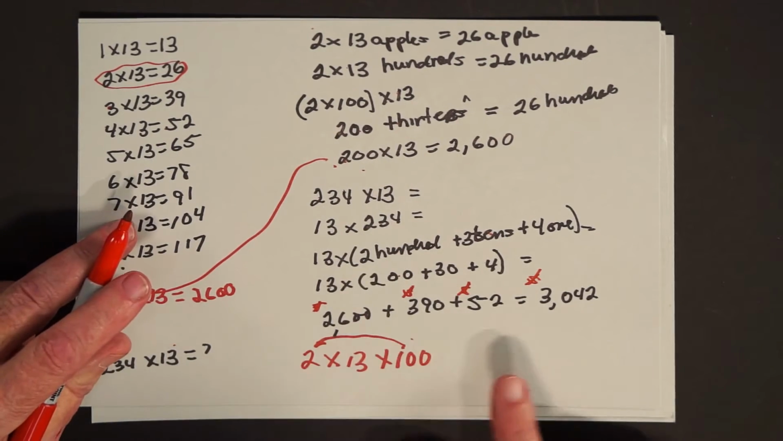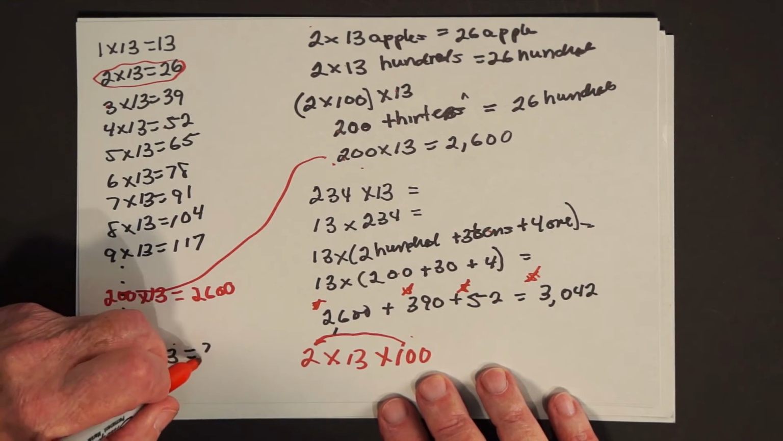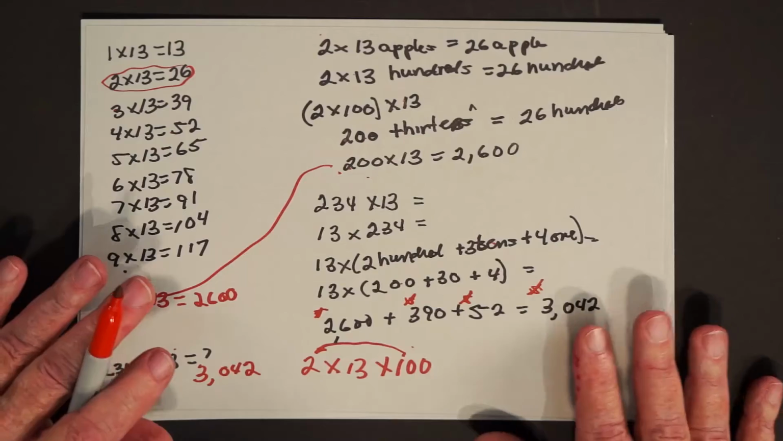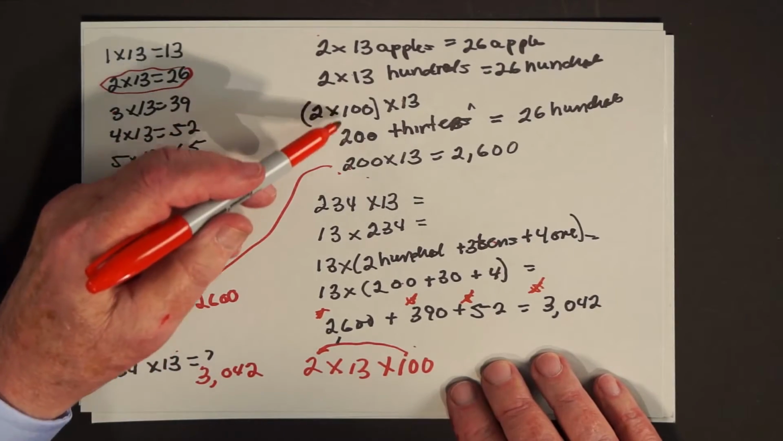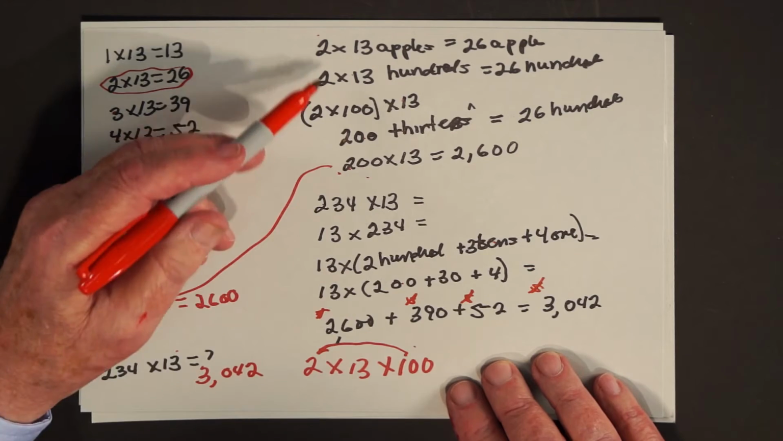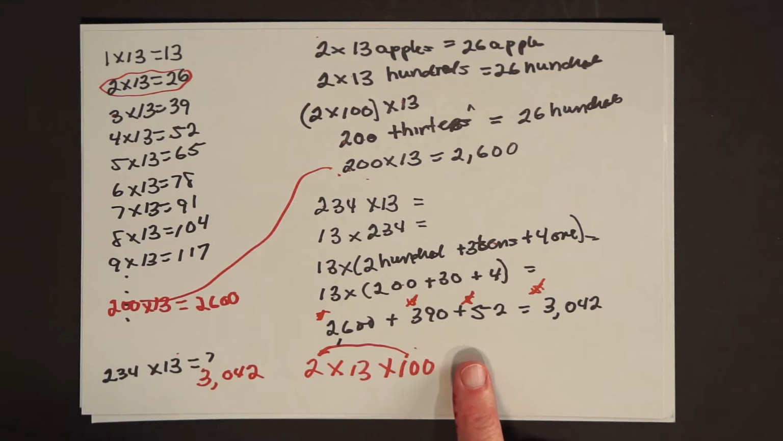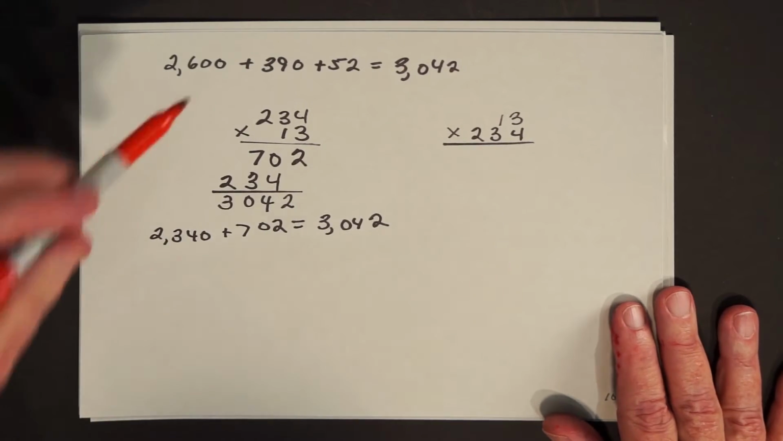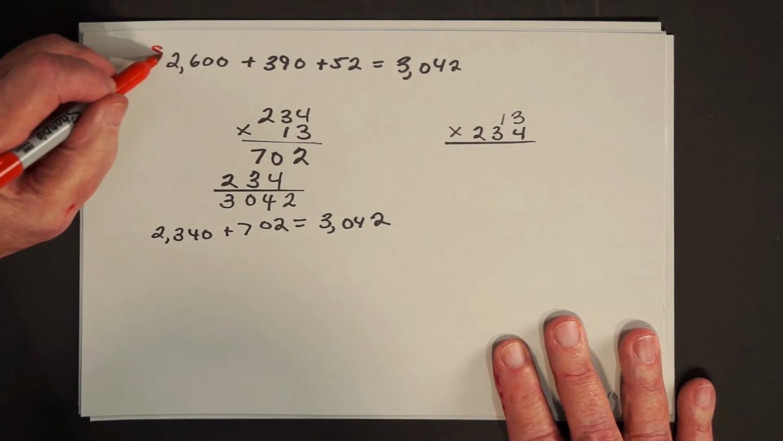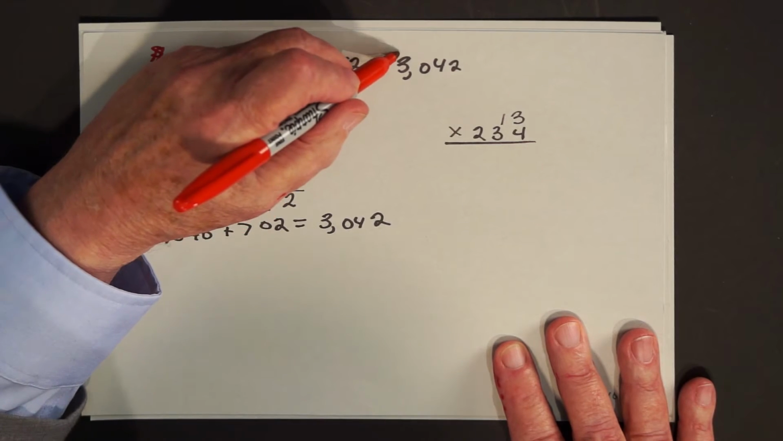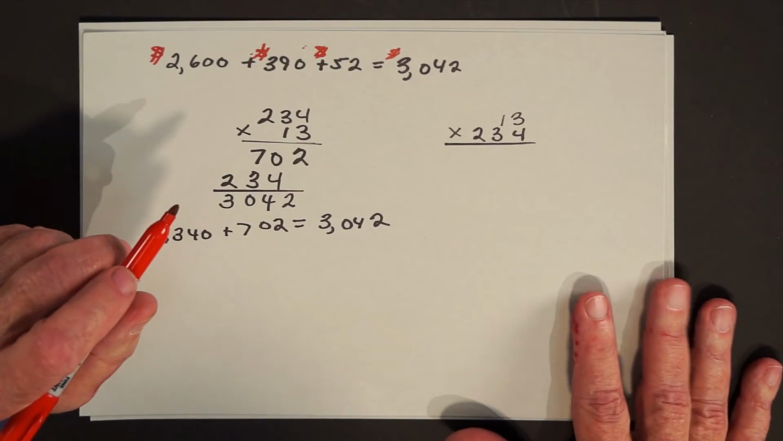Now, this may be a little bit tedious, but wasn't this a lot faster than having to add up 234 separate 13s? Well, what happens is we present this in a shortcut notation where the student never gets a chance to really digest this. In fact, let's look at this in a little bit more detail. We showed that the answer was $2,600 plus $390 plus $52, and that came out to $3,042.